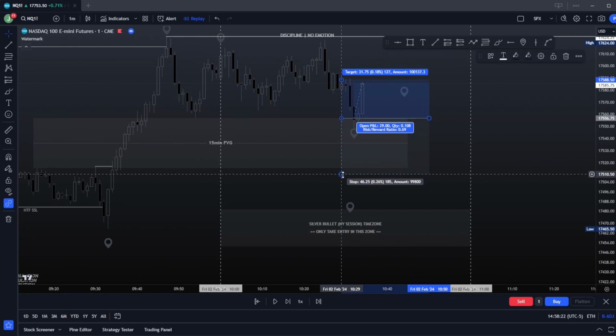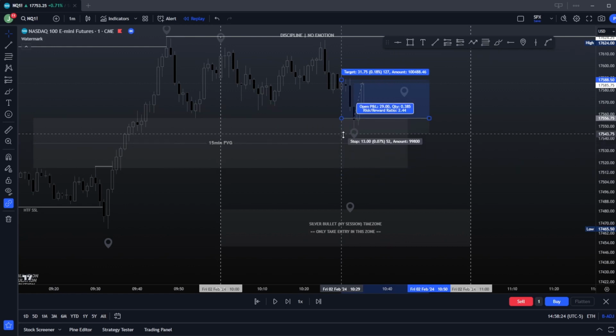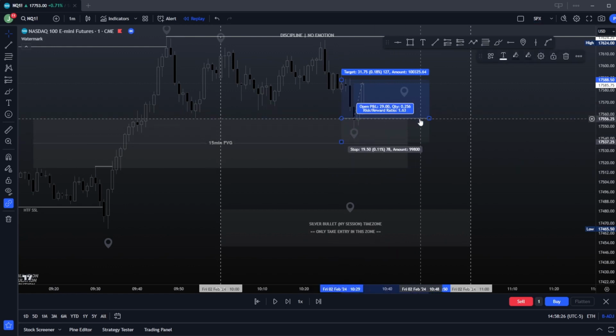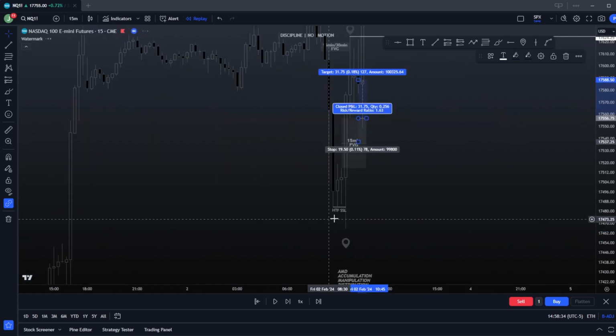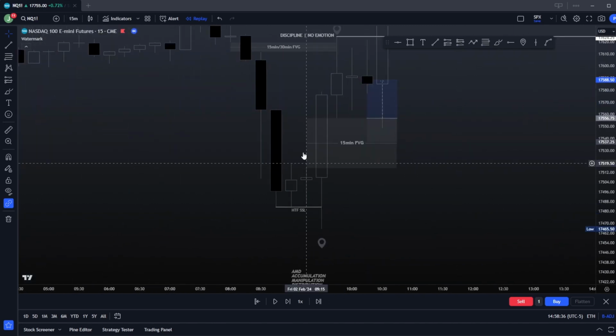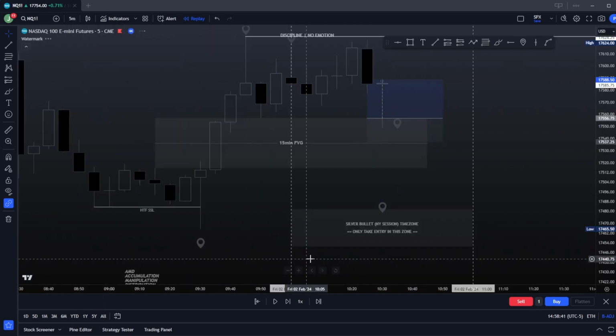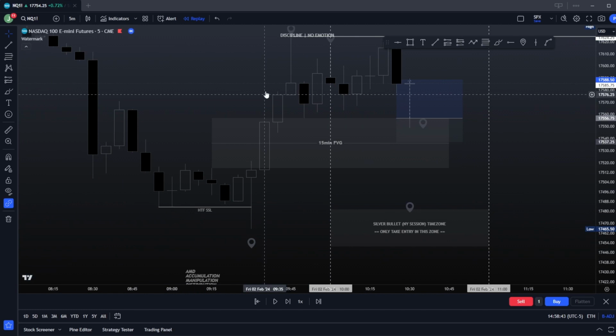Now, the thing is setting a stop. I'll get into this in a second. But yes, that is your entry you want to take for silver bullet: the top of whatever fair value gap is created, because we had a market structure shift. Now, we didn't have a market structure shift on the 15 minute, but that's okay, because on the 5 minute, very nice, very strong. We like it.